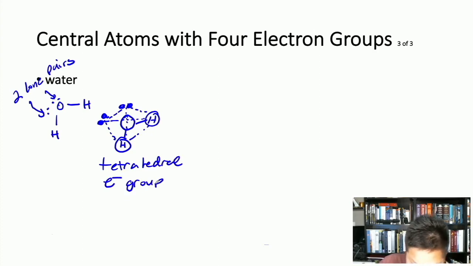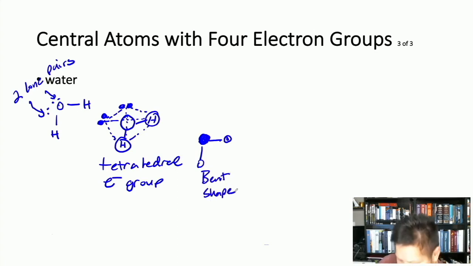right? But if I just draw the ball and stick without the electrons, the electron group, lone pairs, right? I don't have anything to draw a tetrahedral with anymore, so this is just a bent shape. That's just a bent shape. And then just also, again, very important, this bond angle is 109 degrees.